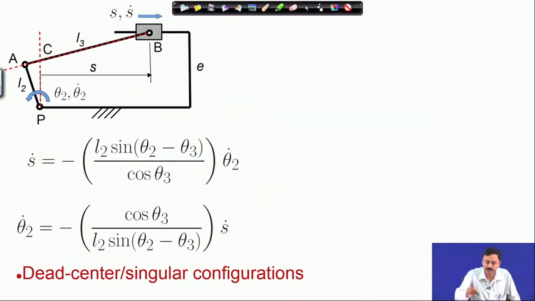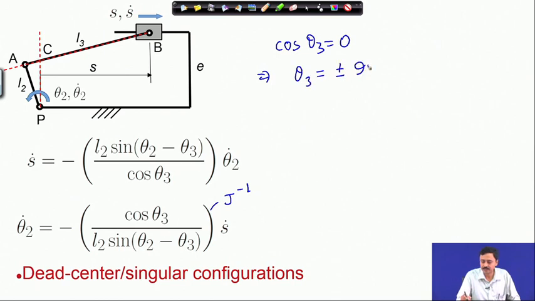Now, let us look at the other situation. This is J inverse, or 1 over J. Now, when will this go to 0? So, this J inverse goes to 0 when cosine theta 3 goes to 0. That implies theta 3 is equal to plus or minus 90 degrees, then cosine theta 3 is 0. So, again there are two configurations. Let us look at these configurations first.